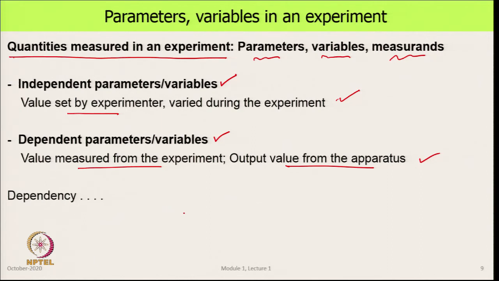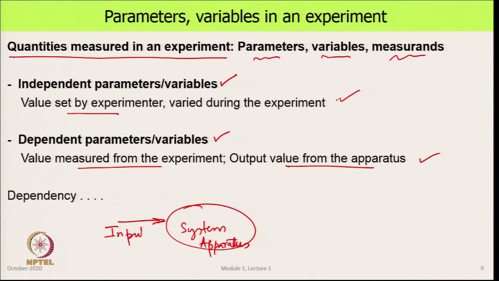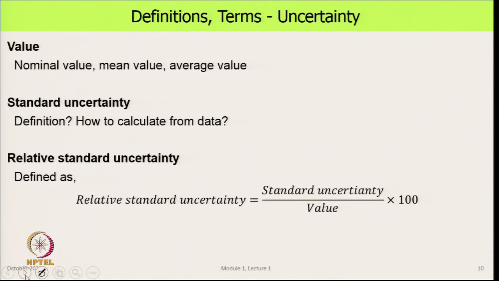So, the two are related to one another. So, this is the system or the apparatus. To this we give some settings, which are the input settings, and we see what is the output. So, that is the parameters coming in the result formula, and these are the ones whose uncertainty we want to estimate.